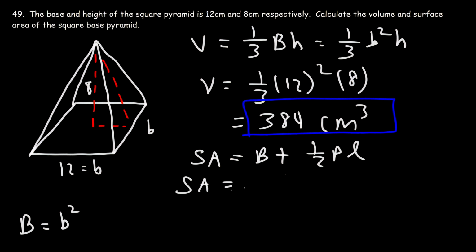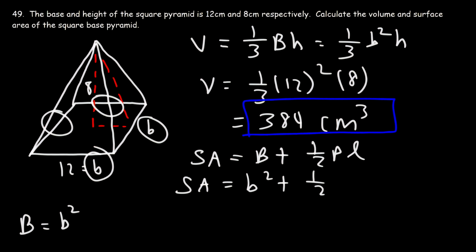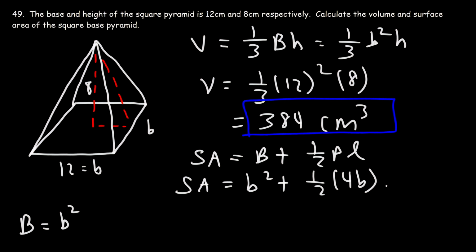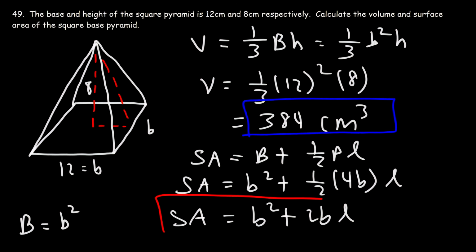So we know the area of the base is b squared. The perimeter is going to be the sum of the 4 sides of the square, which is b plus b plus b plus b. So that's 4b. So we get b squared plus 2bl. Now some textbooks will have s for the slant height instead of l. So you can put s if you want. So this is the formula that we need. The only thing we're missing is the slant height.